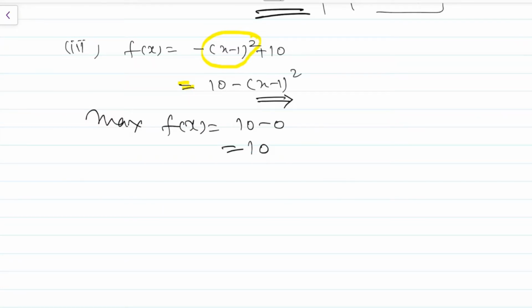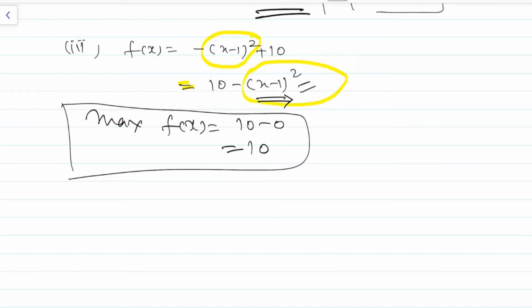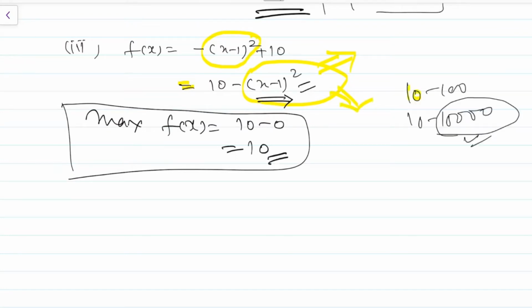This function will have a maximum value, it will not have a minimum value, because this number can be as big as we wish. The function will be maximum when we subtract the minimum from 10.